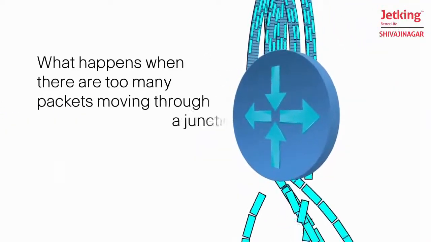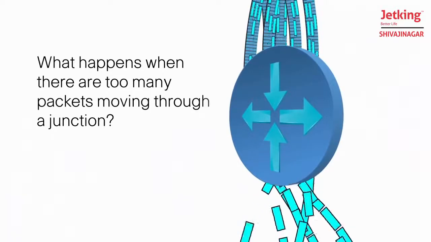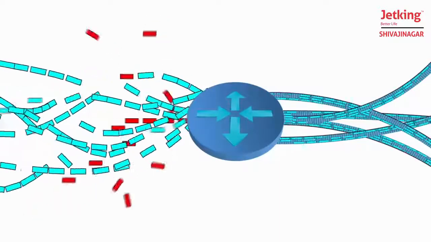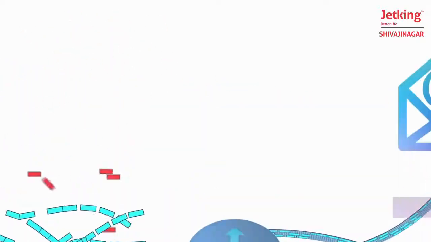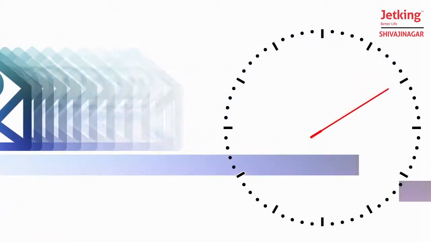But what happens when there are too many packets moving through a junction at a given moment in time? Let's say an email hits a bottleneck. Random packets will drop and try again a few milliseconds later when it's their turn at the junction. Your email may be delayed a second or two, but for most of us, that's no big deal.